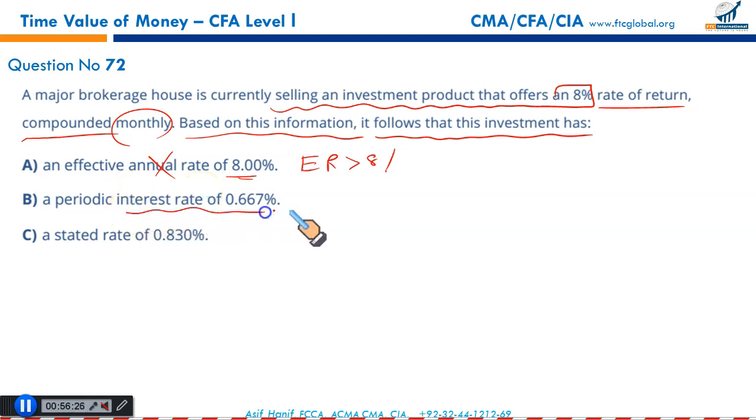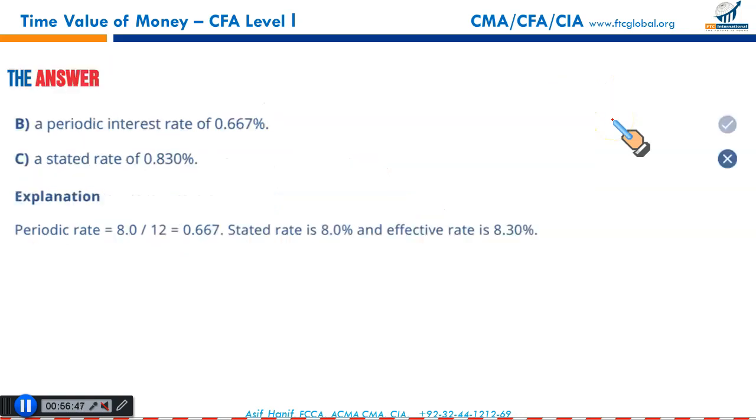Periodic interest rate of 0.667. If you divide 8 by 12, since it's monthly compounding, 8 by 12 gives you 0.6667. That is true. Periodic interest rate of 0.667 per month, right? Stated rate of 0.830. This is totally wrong. Stated rate is 8%, annual percentage rate. So that makes B the correct option, and B it is.